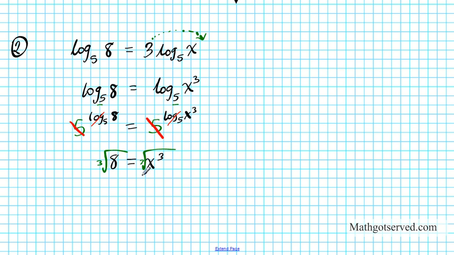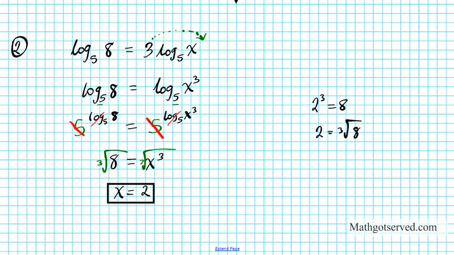Using the reflexive property of equality, I can switch this around. I'll have x equals the cube root of 8, which is 2, right? Because we know 2 to the third is 8, hence 2 equals the cube root of 8. So our answer is x equals 2.